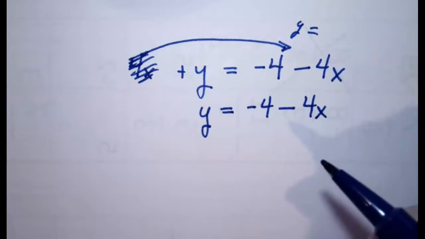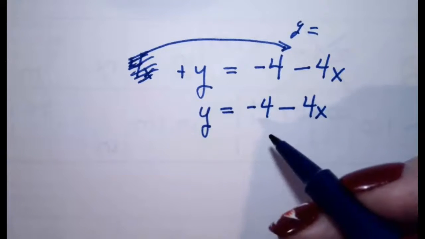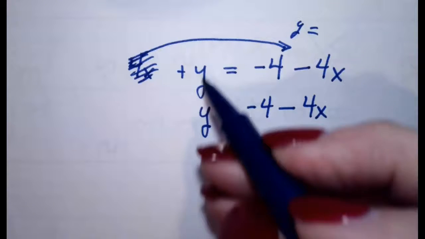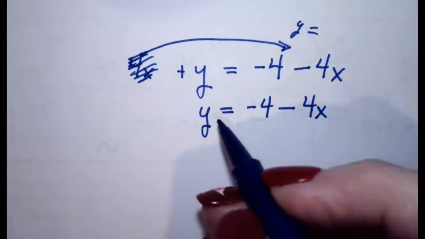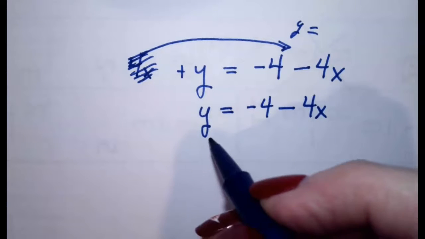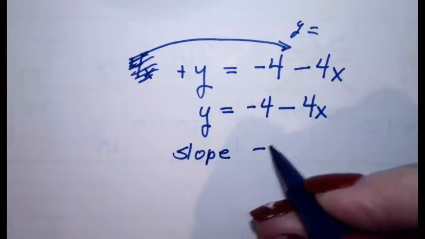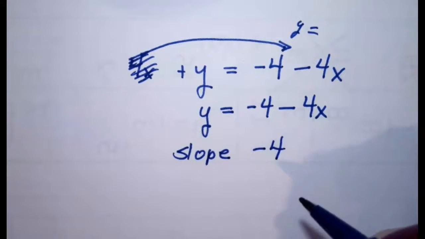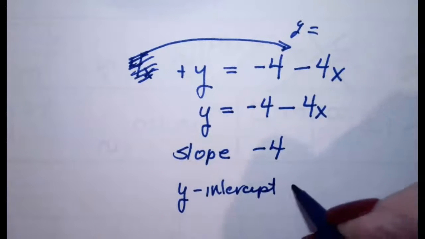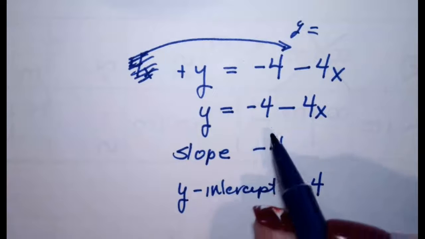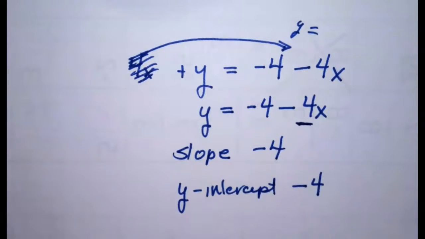So here's what I see. You're trying to do this in your head instead of thinking with your paper. If you're thinking with your paper and you're writing down each step, you realize I'm finished. I have y equals. I'm finished. The slope is negative 4, not negative 4x. My y-intercept is also negative 4. Slope is right here in front of x. Next one.